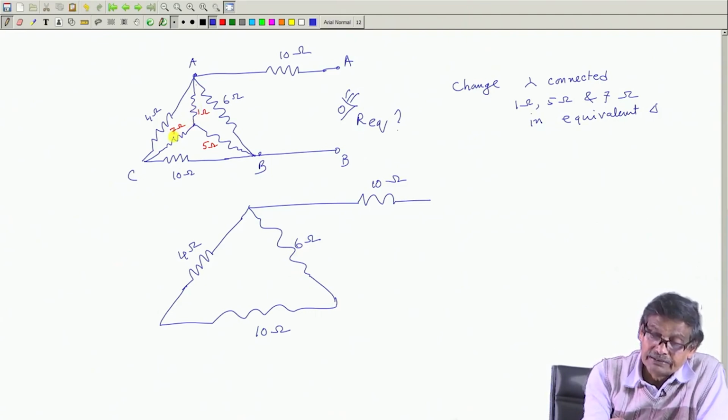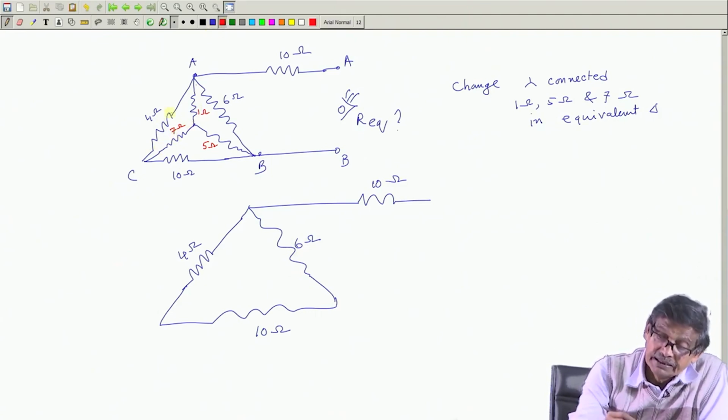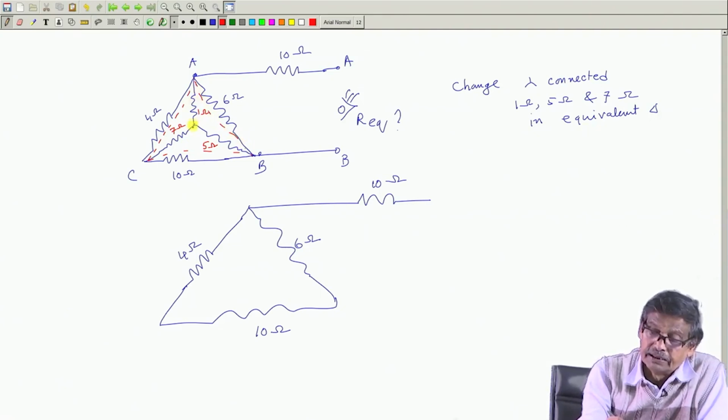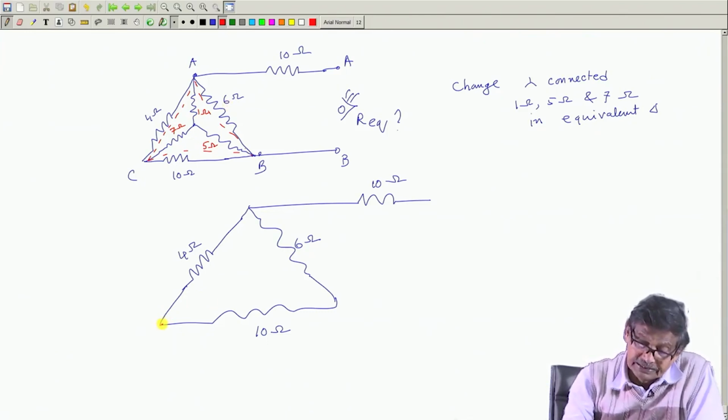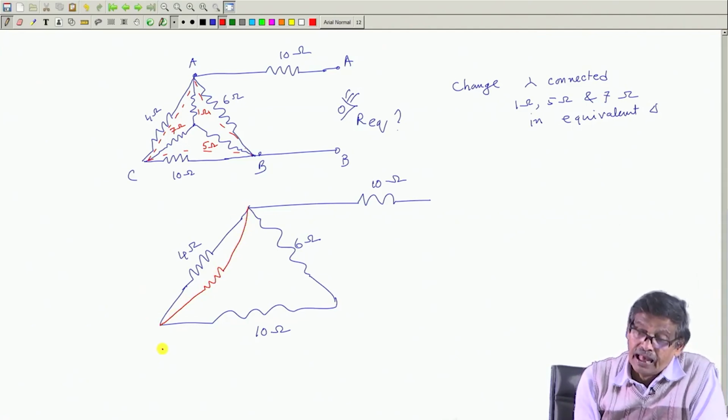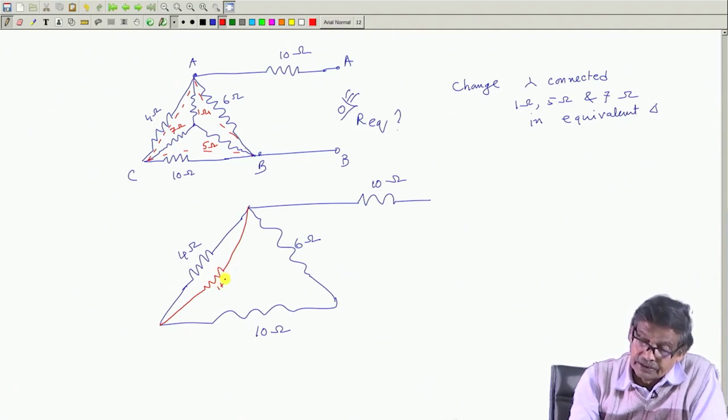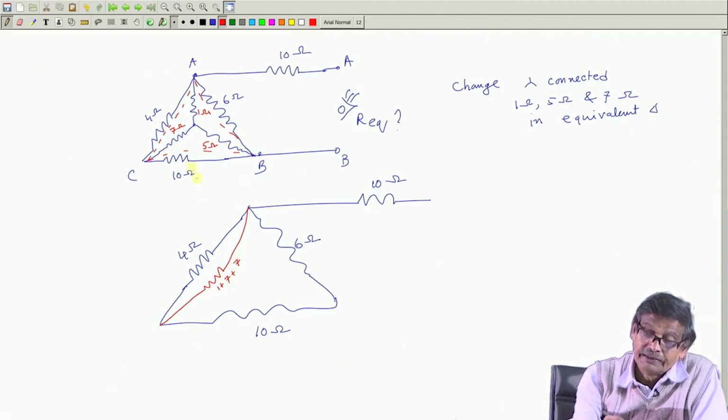Now, this 1, 7, 5 star I will replace by the equivalent delta here. Another resistance will come there, another resistance there, another resistance there, and then I will forget about this star connected 1 ohm, 7 ohm and 5 ohm. So, what will be this additional resistance across A, B, C? There will be this resistance, and what will be the value of this? Star to delta: it will be 1 plus 7 plus 1 times 7 by 5, is it not?